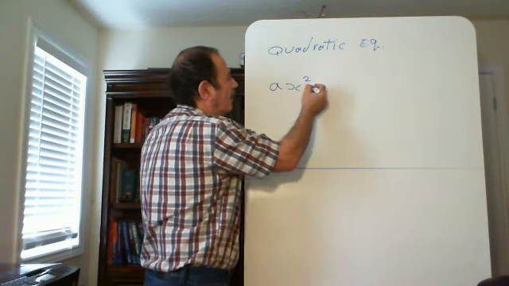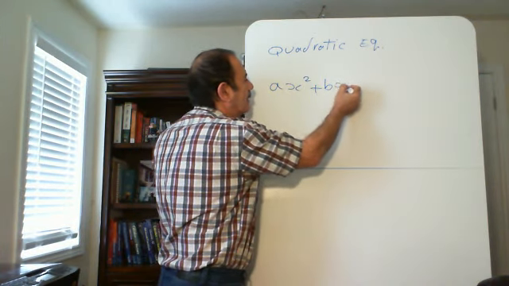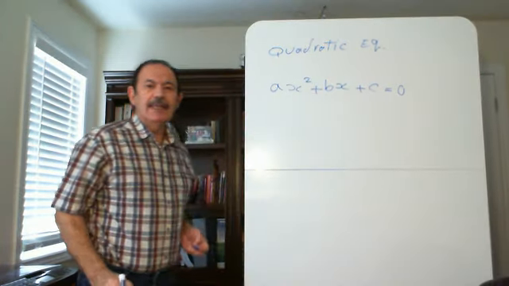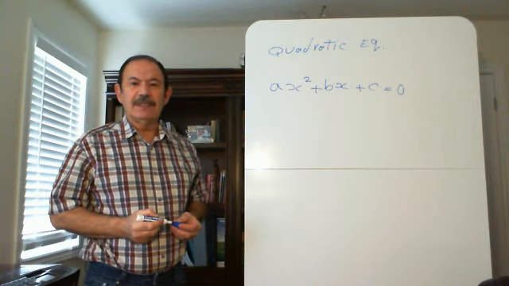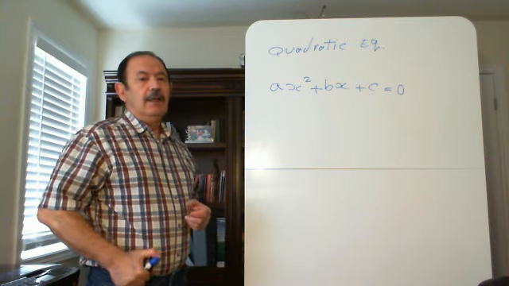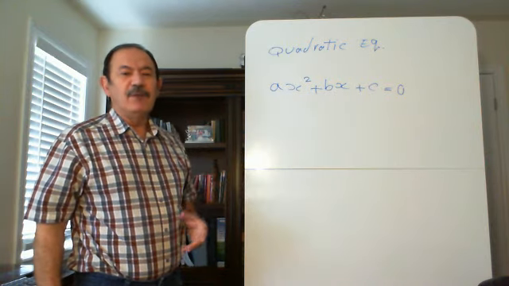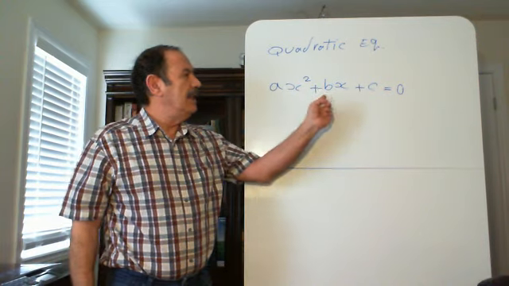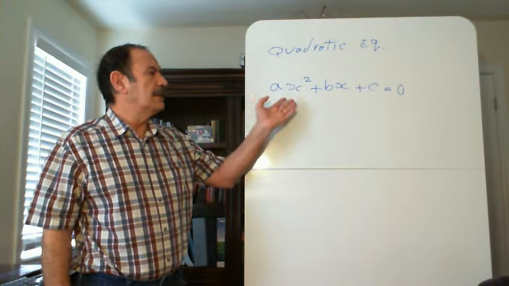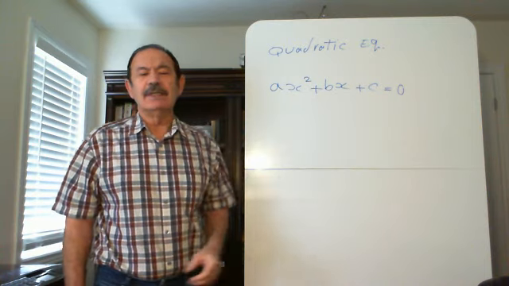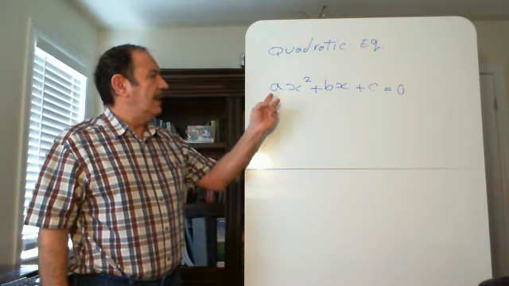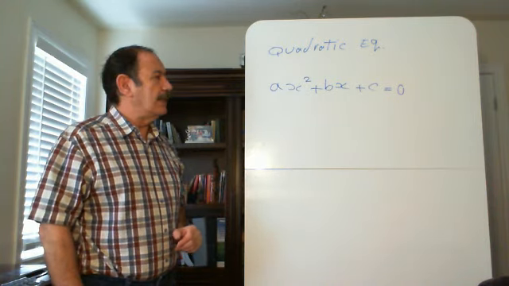ax squared plus bx plus c equal to 0. We call it quadratic equation, in which x is the variable, and a, b, and c are constants. Same as 2x squared plus 5x plus 6 equal to 0. So x is the variable, a, b, and c are constants.